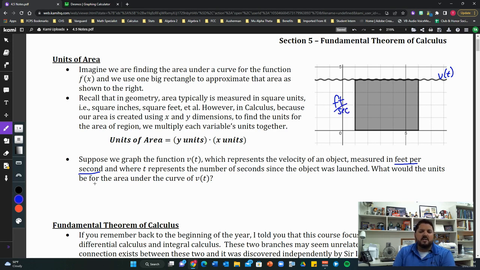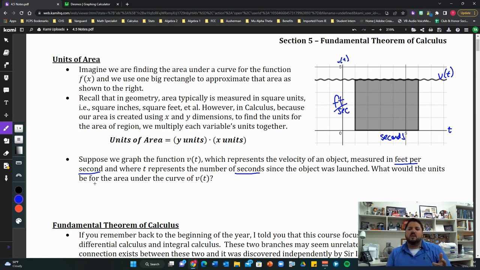And then imagine that the input variable for v of t, or t, so that's the t-axis here, this is v of t axis here. So that's measuring time, and that's being measured in seconds. So that would mean instead of this just being 5 units wide in this dimension, that would be measuring the number of seconds that have passed.